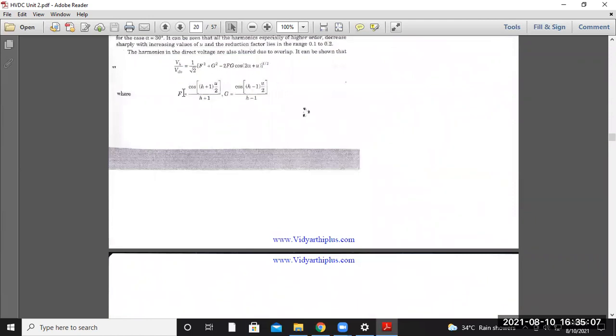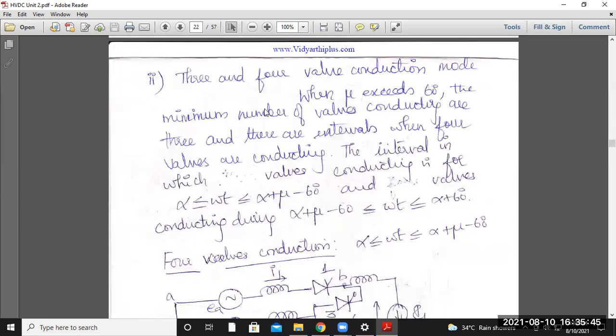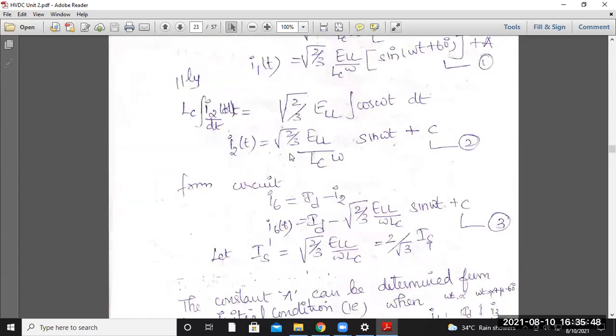As you have seen, this is the formula for the harmonics in the diode voltage due to the overlap. What is the formula? It is P upon PD naught, related to 1 upon root 2 within the bracket f square plus g square minus 2fg cos 2 alpha plus mu, to the power half, where f and g have different terminology. f is represented by cos of h plus 1 times mu by 2, divided by h plus 1, and g is given as cos of h minus 1 times mu by 2, divided by h minus 1. These are the topics that we have already discussed in the previous classes.